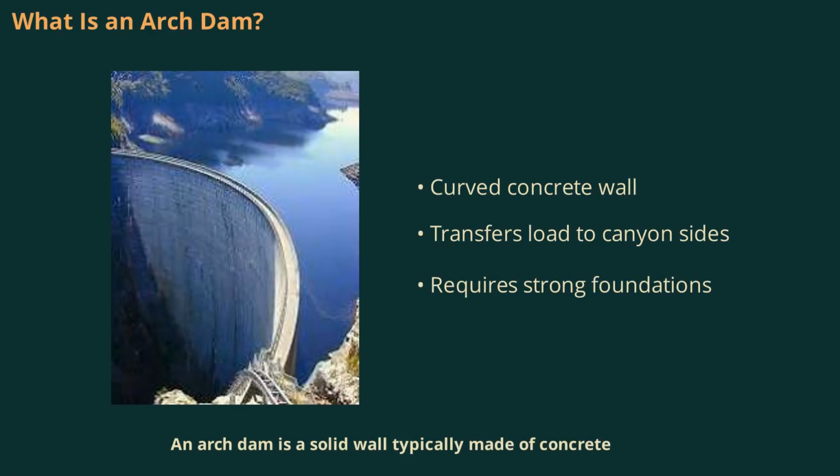Arch dam is a solid wall, typically made of concrete, that is curved in plan and spans the entire width of a river valley. Its unique curved design allows it to transfer much of the water load horizontally to the strong, rocky canyon walls, reducing the thickness needed compared to gravity dams. This efficient load distribution is the primary advantage of arch dams.